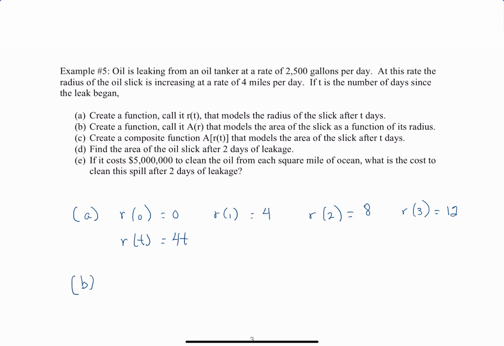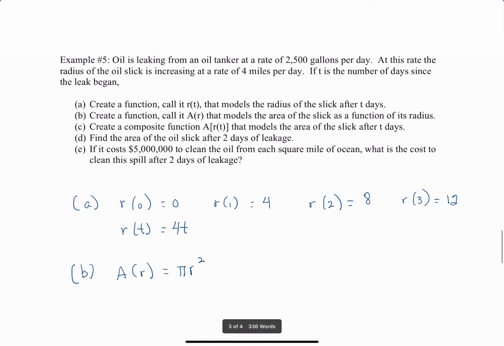B, let's create a function that we'll call A of r that models the area of the slick as a function of its radius. And for that, all we need is the area of a circle formula from geometry, that the area of a circle is pi r squared. So the area depends on the radius. In other words, the area is a function of the radius.